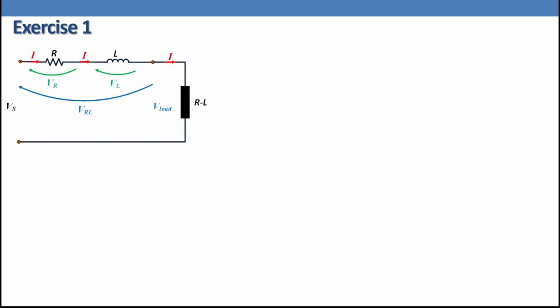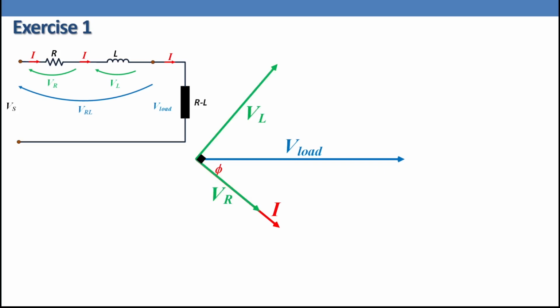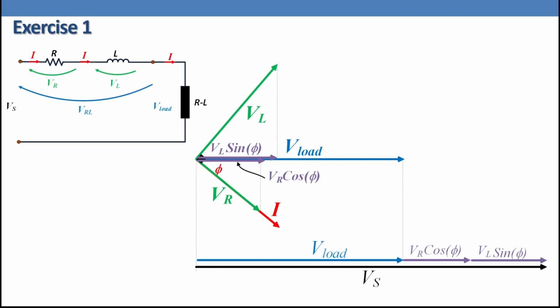So let's look at this problem now that we have V load and I as shown in the figure. I lags V load by angle phi. So we are going to have VR, which will be in the direction of the current I. That one will be across the resistance R, and VL, where I lags VL by 90 degrees. To have the supply voltage, we are going to add vectorially. This means we have VR cosine phi, VL sine phi. So V load plus VR cosine phi plus VL sine phi can give us V supply.